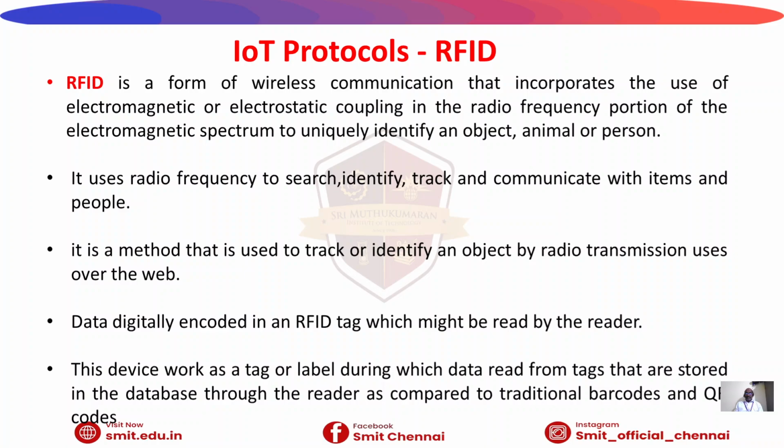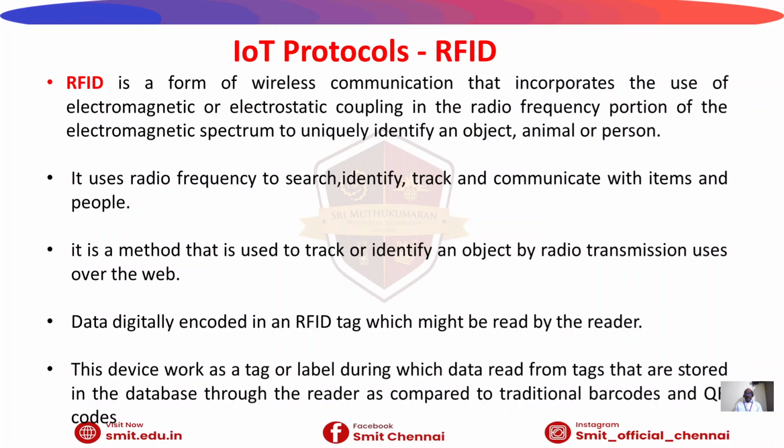This device works as a tag or label, during which data read from the tags is stored in the database, and it is read through the reader, as compared to traditional barcodes and QR codes. Here you see one thing: what do traditional barcodes mean? There will be a series of bars embedded at the backside of, say, a book if you purchase one. If you purchase any item, it will be on the bottom of the object or wherever it may be.